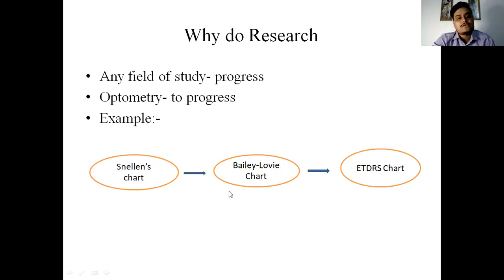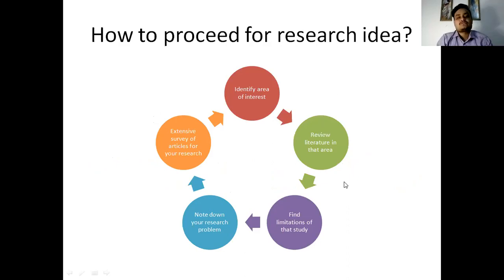Similarly, in any topic you are doing research, that progress is needed. Now, how to proceed for a research paper? First of all, take your mind to the area where you are very interested, so identify the area of interest. Then proceed for a review of literature: search related to that topic with the help of Google Scholar, PubMed, and other search engines. Then find the limitation of that particular study, or any research gap or research problem that has not been addressed. Then do an extensive survey of the articles for your research.